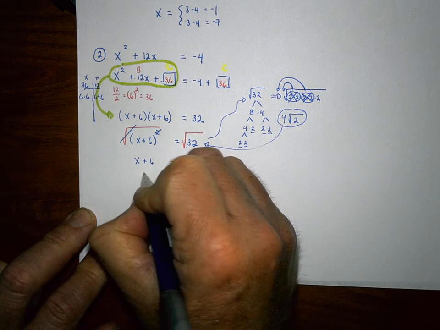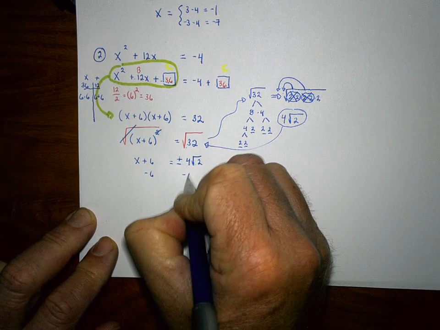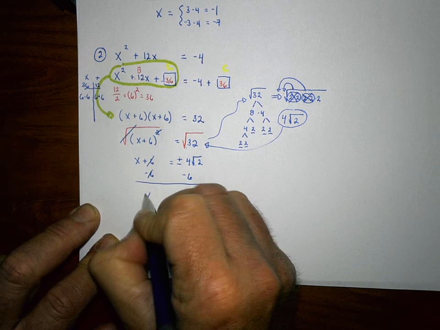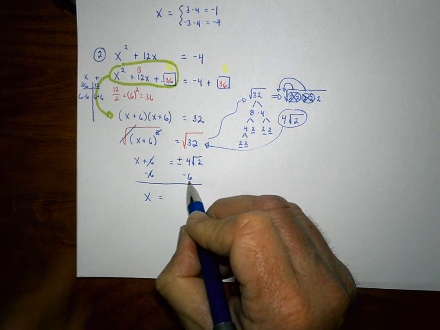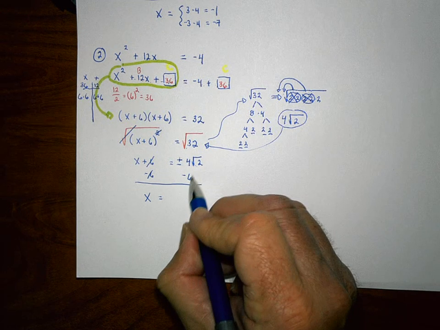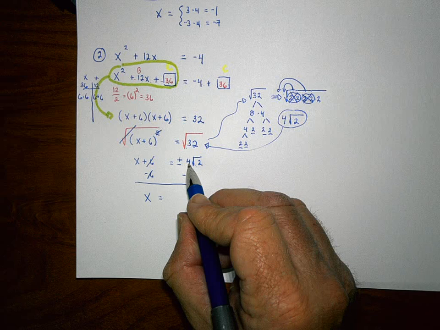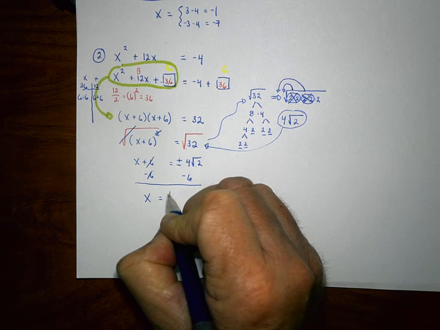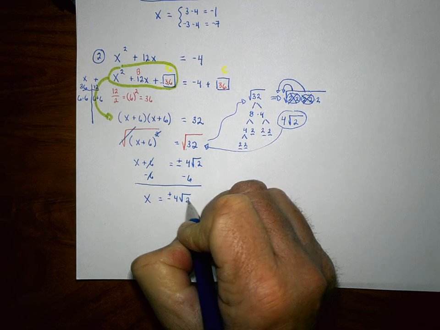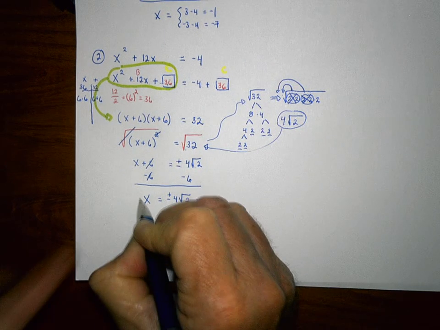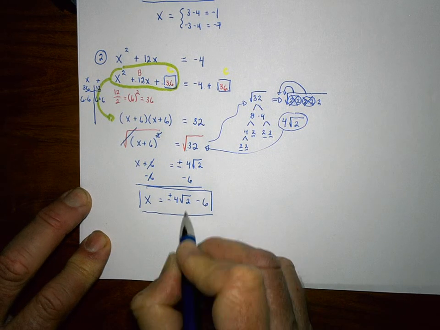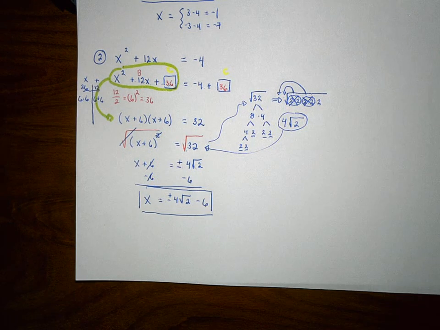I'm going to subtract 6 from both sides of the equation. These 6's will cancel out, and I'm going to get x is equal to, now at this point, because this 6 does not have a square root of 2 with it, you cannot combine the 6 with the 4. So this is how you would write your answer: plus or minus 4 square root of 2 minus 6. So that would be an example of what I want you to do and how I want you to write the solution when you end up with a non-perfect square root.